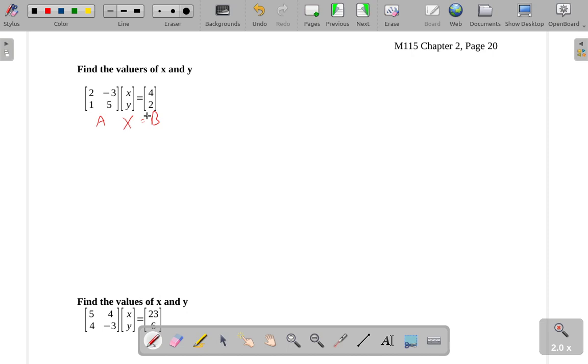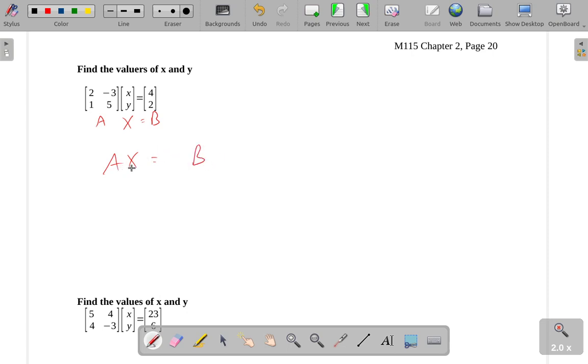So if I wanted to solve this, if this was real numbers, if I had something like 3x equals 4, what I'd want to do is divide both sides by 3, right? I'd get x equals 4/3. That's easy enough. But there is no division here. Instead, we have something similar to division: matrix inverses. And right now I have AX equals B.